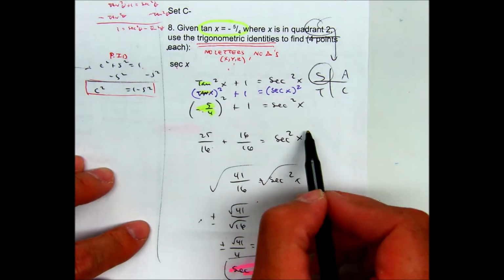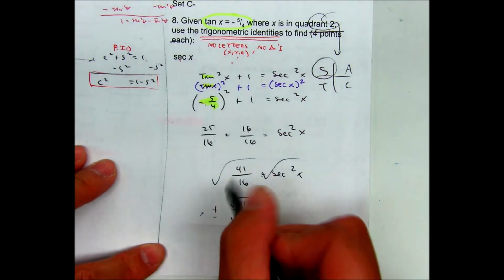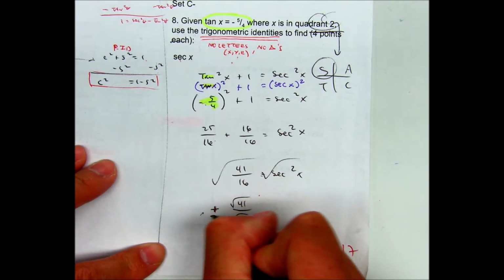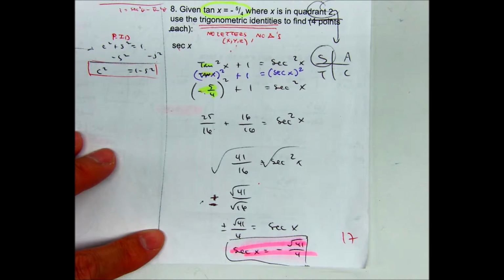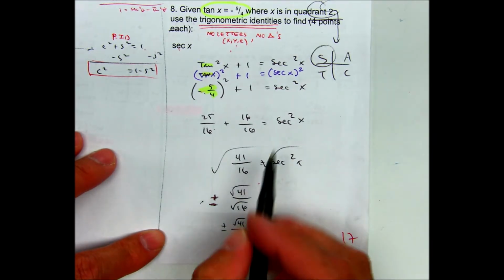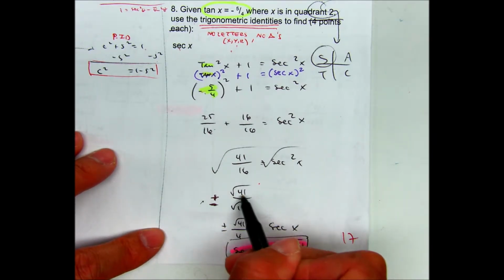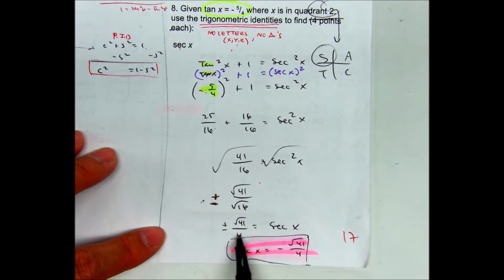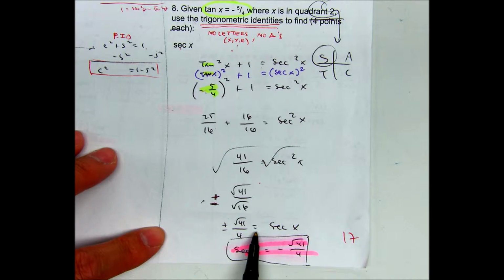If you take the square root of both sides, remember when you take the square root of an equation, you have both plus or minus. The square root of 41 is a prime number, which means you can't break it down into factors. Square root of 16 is 4. Your choices are plus or minus radical 41 over 4 equals secant of x.